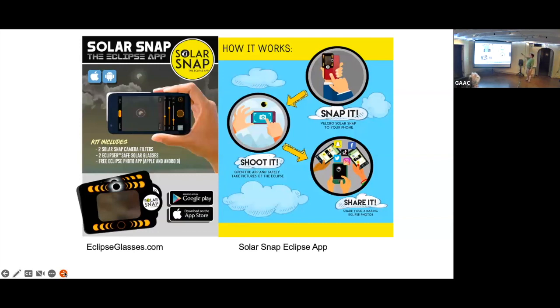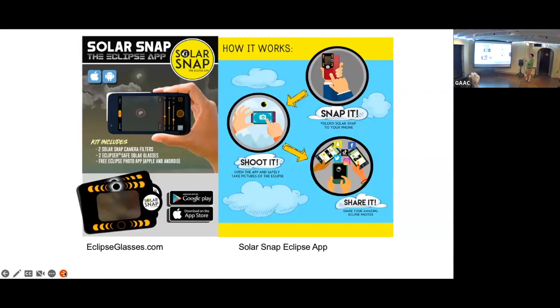And then you put the filter over the camera and it attaches with a piece of Velcro, so you can take it on and off, but then you've got the little fuzzy Velcro on the back, and some people care and some people don't. But basically then you can take a picture, shoot it, and then you can share it. The website is eclipseglasses.com. Or you can just put Solar Snap in the search engine, and it'll get you right there. And it's about $12 or $13.